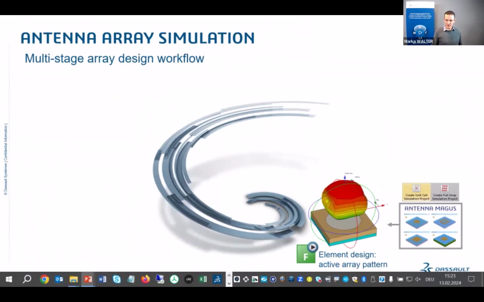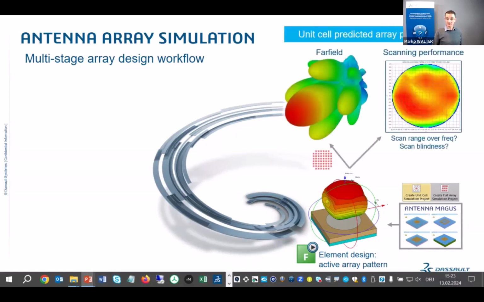So first step would be to design an element for the array. So for example, here we've specified a frequency range, etc., a dual polarized feed, some scanning requirements. And using antenna megas, we've identified and shortlisted several attractive-looking candidates for further investigation. We then use the unit cell simulation project, part of the antenna array task, to automatically set up all the required unit cell level simulations.